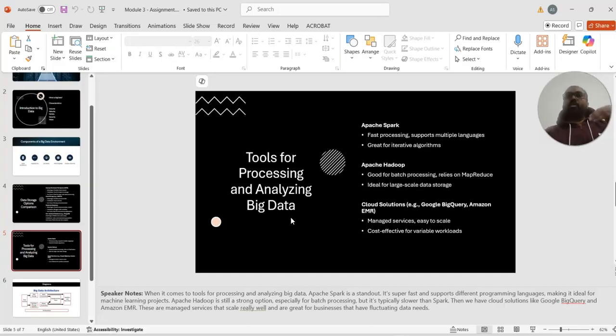The second one is Apache Hadoop. This tool is not that fast. It's a little bit slower, but the other good point is it's ideal for large-scale data storage. And third is cloud solutions. This is majorly used for managed services. Examples are Google BigQuery and Amazon EMR. So out of all of these, I like Apache Spark personally.